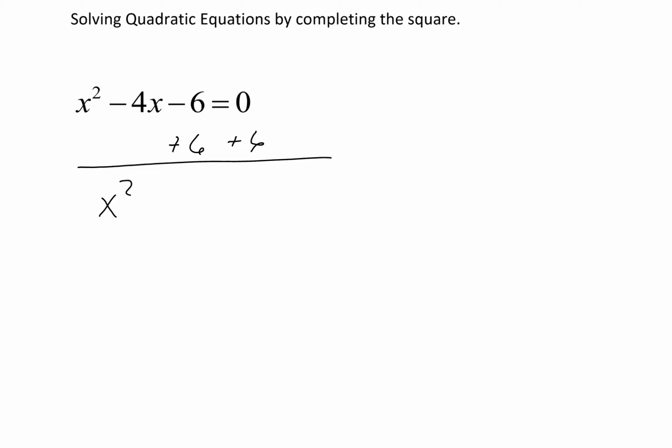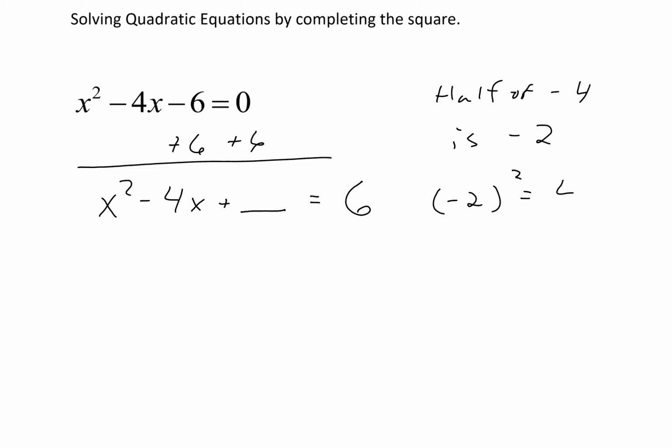So I have x squared minus 4x on this side, and I'm going to leave a space. You'll see why in a second. And on the other side I have 6. So to complete the square, I have to take half of the coefficient of x, and then I need to square that, and I'm going to put that in a little space. So half of -4 is -2. And then I'm going to square -2, and that's 4. So I'm going to put 4 in the little space.